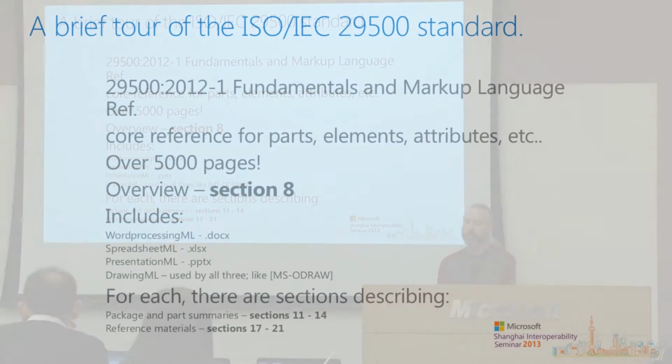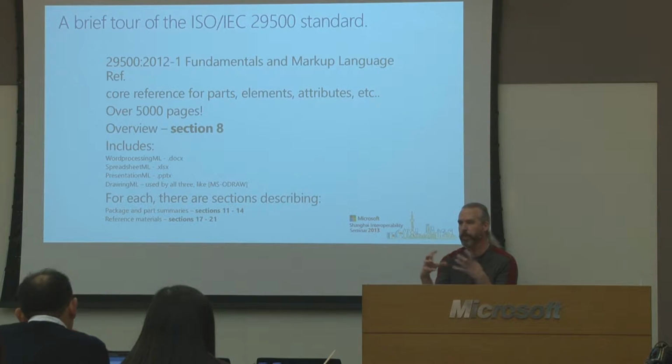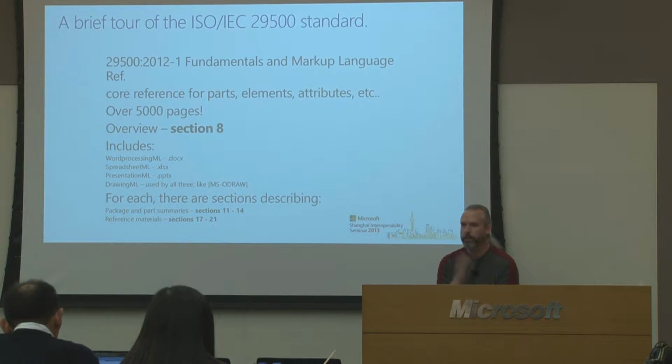And for each of these markup languages, I'll call them MLs, there are sections describing the package and part summaries, so how the file format for, say, a WordprocessingML document is packaged, and what the parts mean. Those are in sections 11 through 14, corresponding to each of the MLs. And then there are the reference materials, and those are in sections 17 through 21, corresponding to each of the MLs listed above.